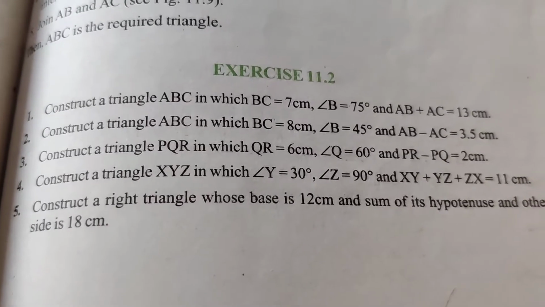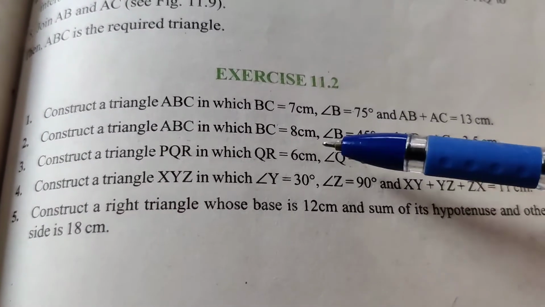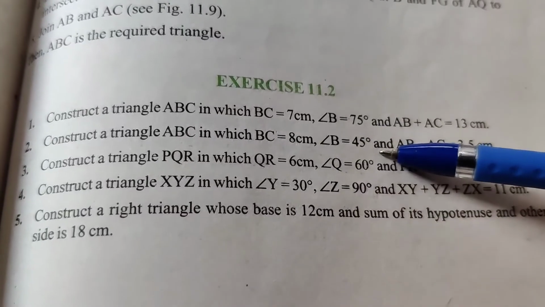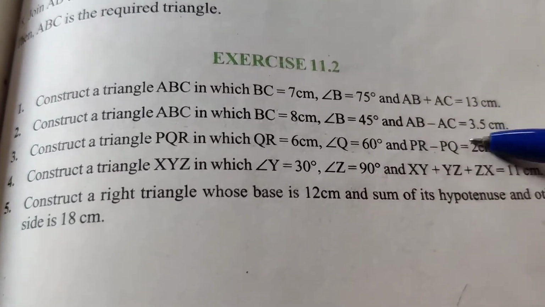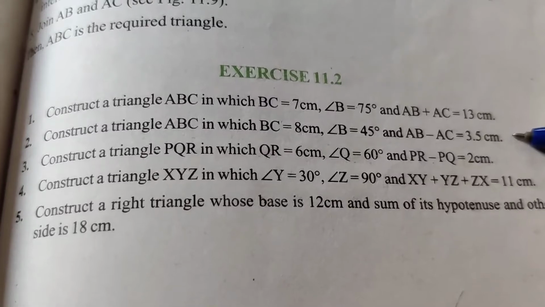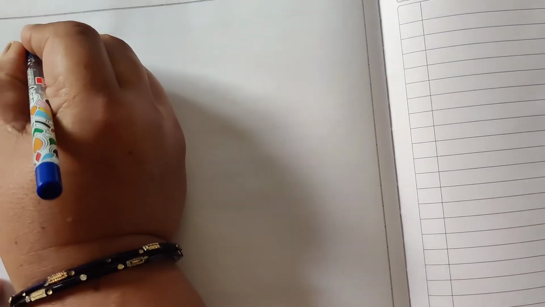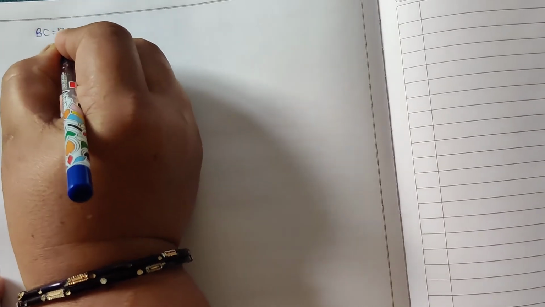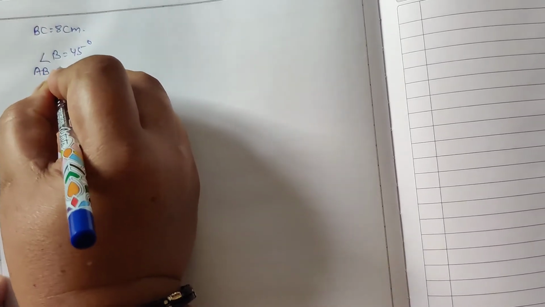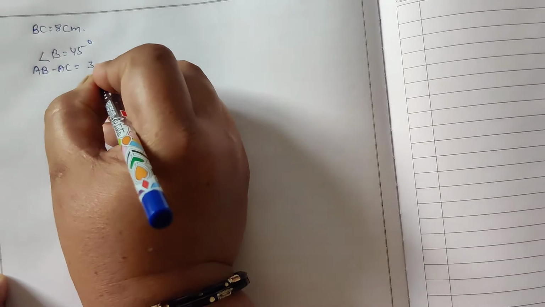Question number 2. Construct a triangle ABC in which BC equal to 8 centimeter, angle B equal to 45 degree and AB minus AC equal to 3.5 centimeter. Given that BC equal to 8 centimeter, angle B equal to 45 degree and AB minus AC equal to 3.5 centimeter. See the rough figure.